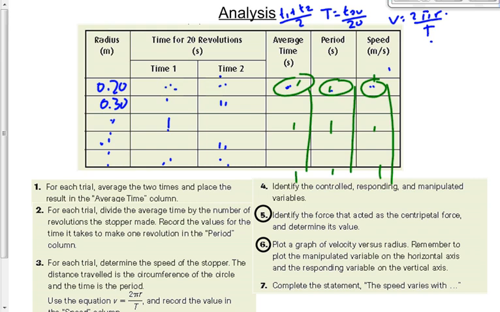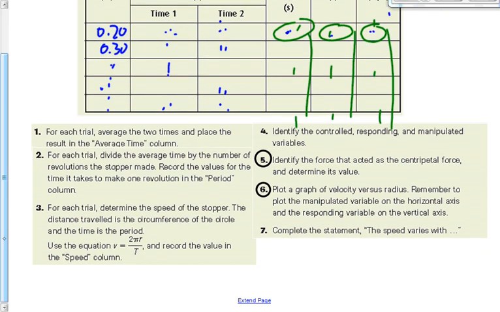Then what are you going to have to do? Well, there's a lot of analysis questions that are in your book, but I've circled the 2 that you really got to focus on, because in the end, most of those analysis questions you've already done. When you did your table, you did those analysis questions. I want you to specifically do question 5 and 6. Of course, you got to do them all, but it's for the most part a part of what you've already done. I want you to separately do question 5 and 6. Identify the force that acted as a centripetal force and determine its value.